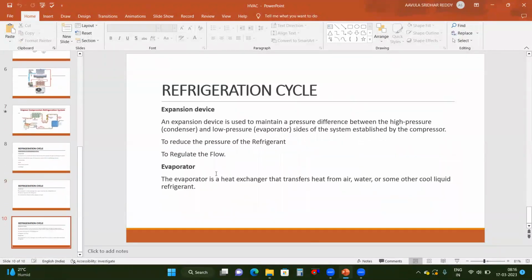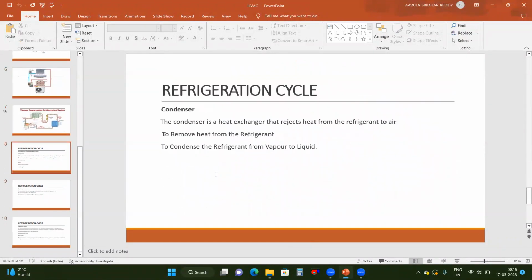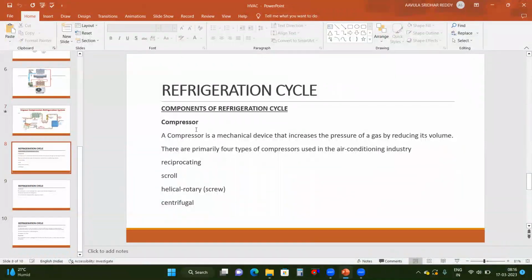Next, these are the different types of components of the refrigeration equipment. The first one is the compressor. We'll see how the compressor works. A compressor is a mechanical device that increases the pressure of a gas by reducing its volume. When we reduce the volume of any gas or air, the pressure will increase.